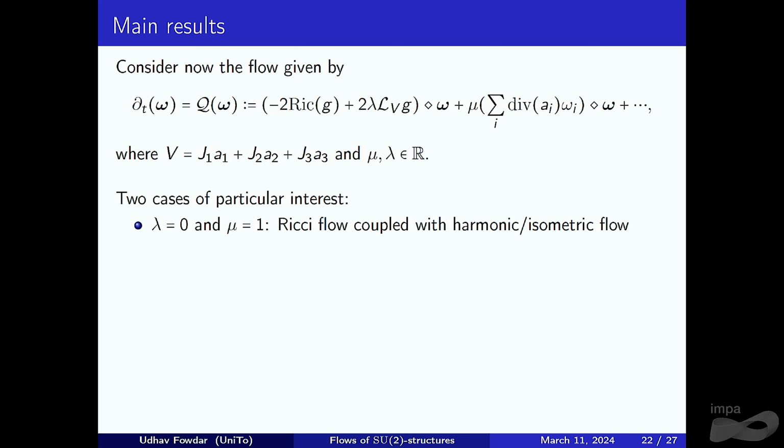Observe that if I set lambda here to 0, all I'm doing is just coupling the Ricci flow with the harmonic flow. On the other hand, if I set this constant lambda here to be -1, then it turns out that this is precisely the negative gradient flow of the L2 norm of the intrinsic torsion. Okay, so there's two very nice flows inside this parameter family I'm looking at.